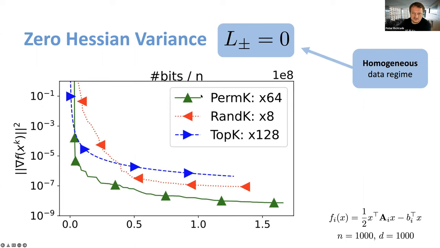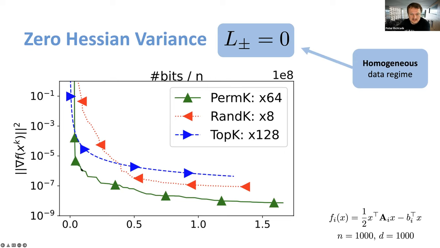So we run the permutation compressor. On the x-axis, on this horizontal axis, what we see is the number of bits per client sent from client to the server times 100 million. So this means 50 million bits, 100 million bits are sent in totality from one client to the orchestrating server. And we can see that the squared norm of the gradient is pushed to roughly 10 to the power minus 8 by Marina with the permutation compressor.